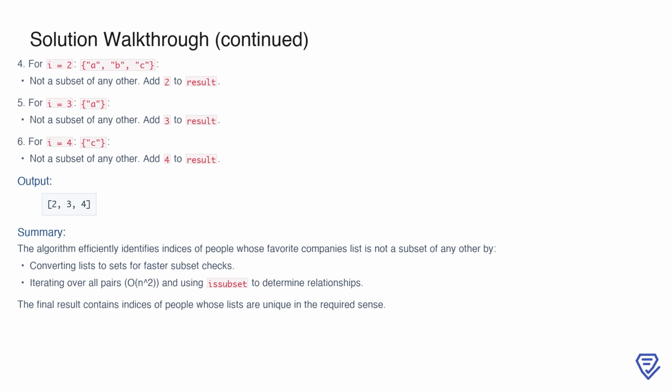This highlights how the algorithm systematically identifies indices of people whose favorite company's list is not a subset of any other. By converting lists to sets and using efficient subset checks, we achieve a time complexity of O(n^2), where n is the number of lists. This ensures the algorithm is both clear and efficient for solving the problem.